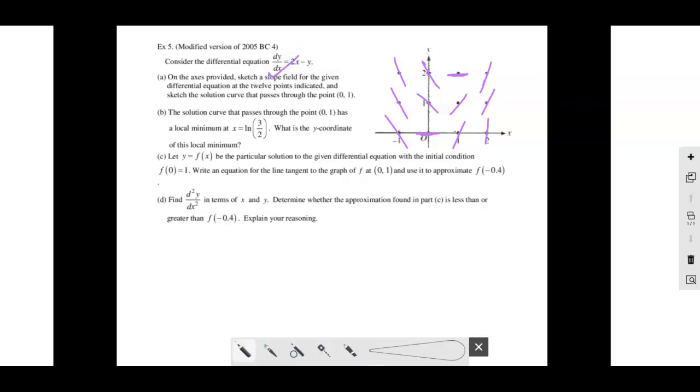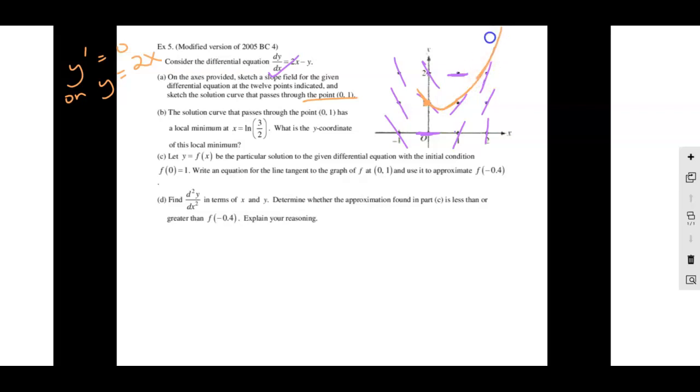Now let's do the particular solution through the point (0, 1). Well, there's the point. Remember, the slope is going to be 0 on y equals 2x. My particular solution is going to cross that line, and wherever it crosses that line, that's where our slope will be 0. But here it was a slope of -1. And then it's going to do something, more or less like this. It doesn't look great, but it doesn't look terrible.